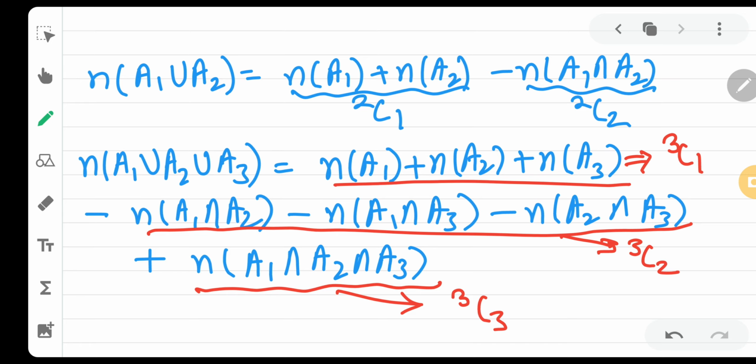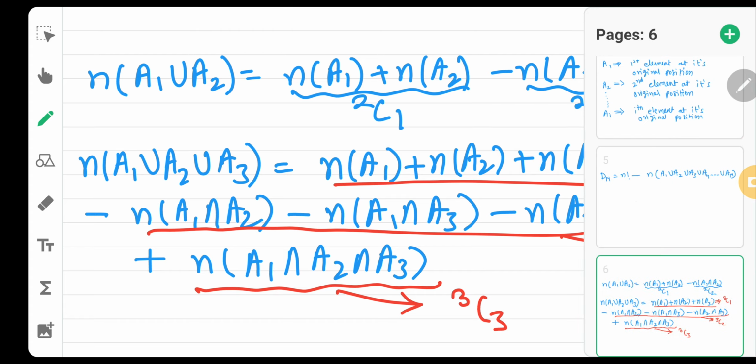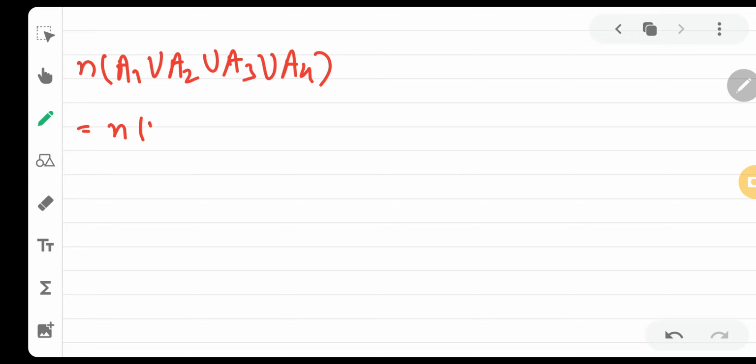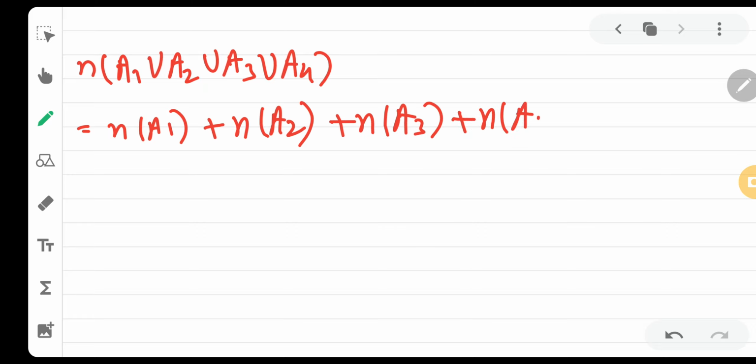So I will make it easier for you by writing down a formula for the number of A1 union A2 union A3 union A4. Let us see the formula. First of all, all single elements should be taken: number of A1 plus number of A2 plus number of A3 plus number of A4. See how many possibilities there were? There were 4C1 possibilities, because there are a total of 4 sets and single elements are taken, so 4C1 possibilities.